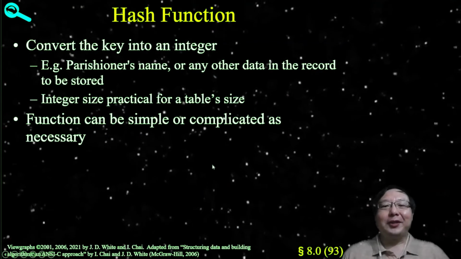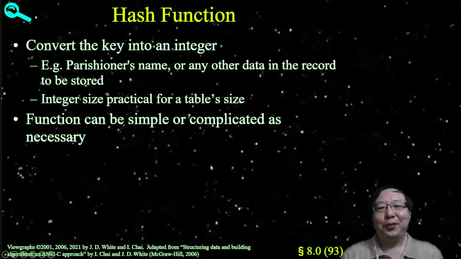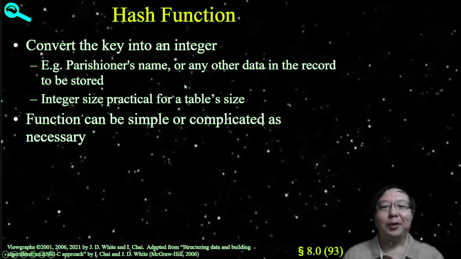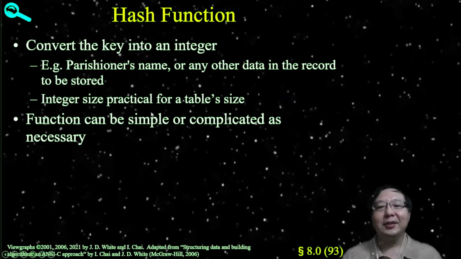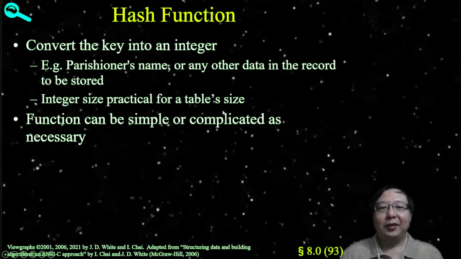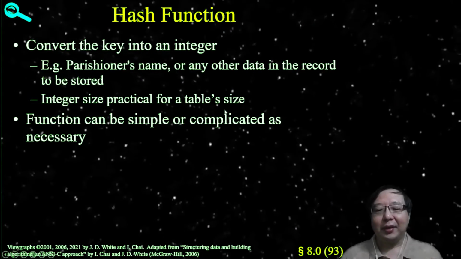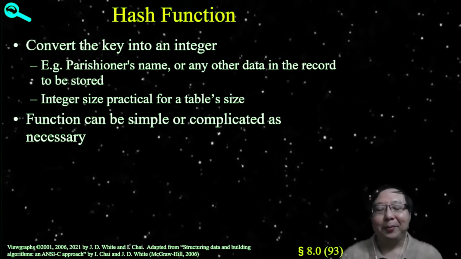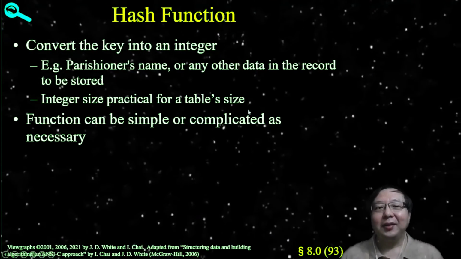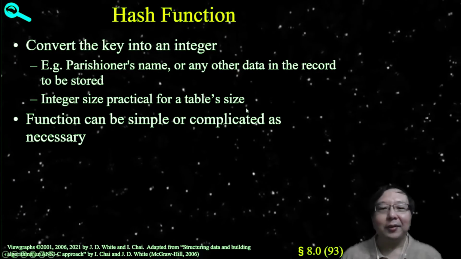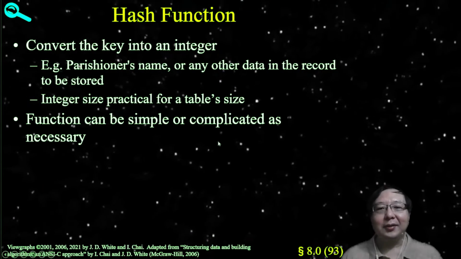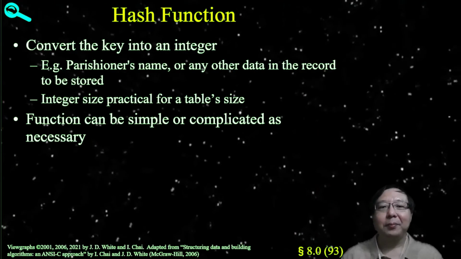So how do we do a hash table? First, you need to convert the key into an integer. For example, the parishioner's name or any other data in the record to be stored needs to be converted into an integer, and the integer size needs to be practical for a table size. Which means that if the integer size is like 10 billion, it's not practical for a table size. It depends on how much memory you have, of course. But if the integer size is like 1,000, then okay, fine. On a normal PC, you can fit that. And the function can be as simple or as complicated as necessary to get it to work.